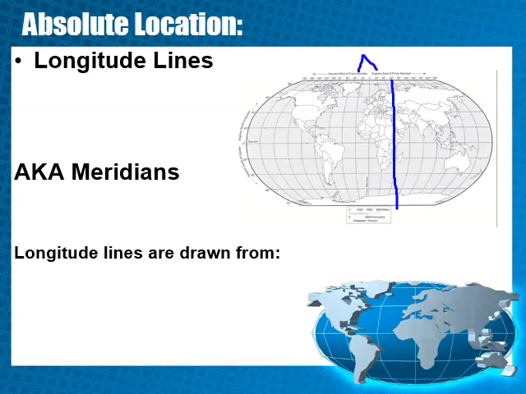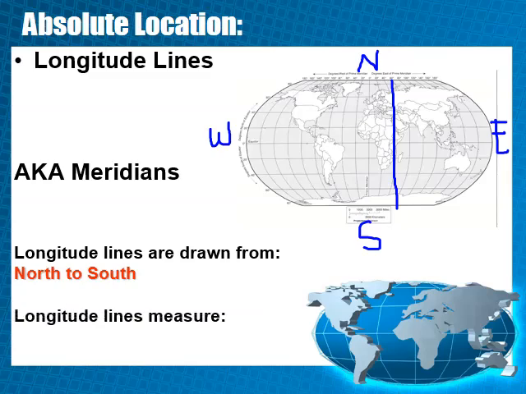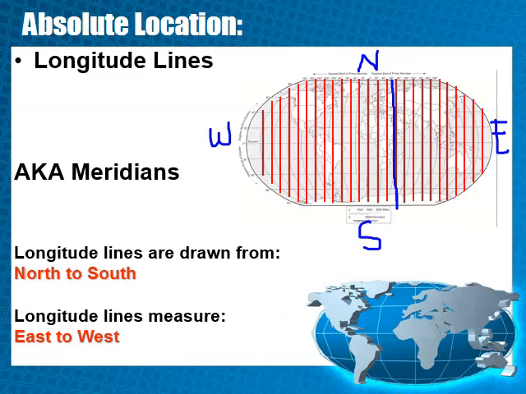All right, so again, we had our compass. And we're saying that it's going to be drawn from north to south. But they're going to be measuring distance east and west of these lines. So they are more like suspenders. Before we said that the equator was like a belt. Well, these are like your suspenders.